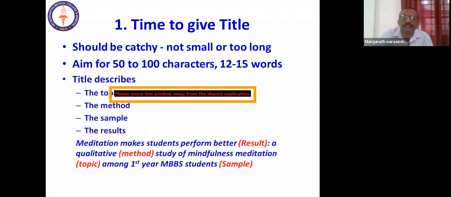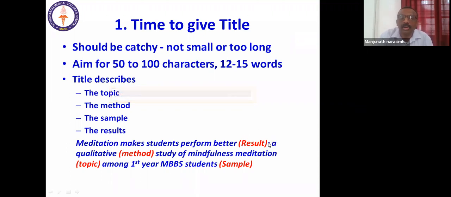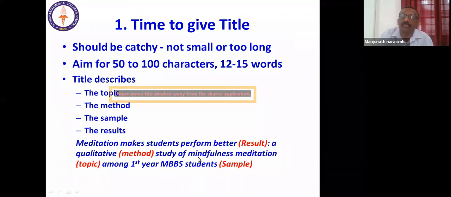So in the title, what is the topic you are going to do? What is the method? Who is the sample? And what results do you expect? A simple example I have taken is: meditation makes students perform better. That is the result you are expecting. You can see here it is a colon, it is not a semicolon. A qualitative method. What are you going to study? Mindfulness meditation is the topic. Among whom? Among first MBBS students. That is the sample. So when you are writing the title, see that at least these elements are there.